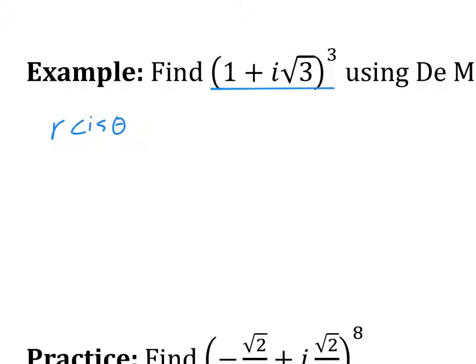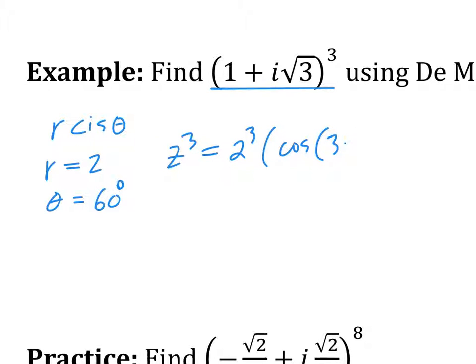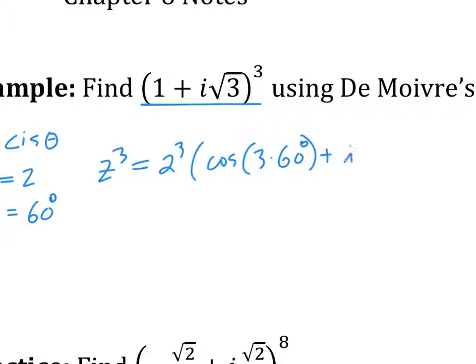All right, turning this into r cis theta, what is r? 2, very good. What is theta? 60 degrees. Okay, this is to the third power, so this is basically z to the third power. So that is 2 to the third cosine of 3 times 60 degrees plus i sine 3 times 60 degrees. And we want to simplify the whole thing and see if it's going to be a very nice number, or do we need to change it to another form?